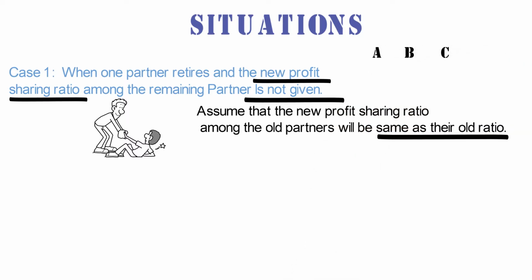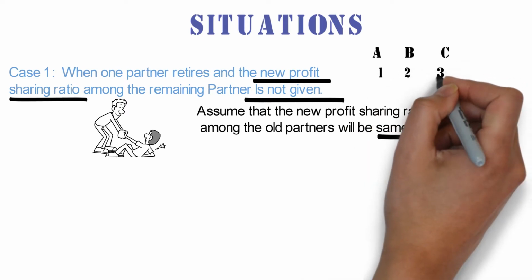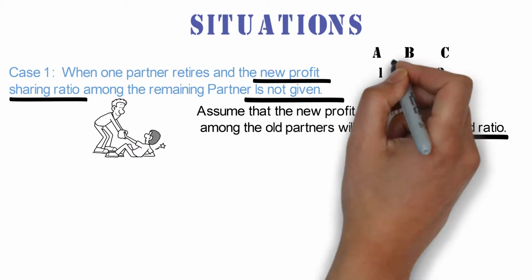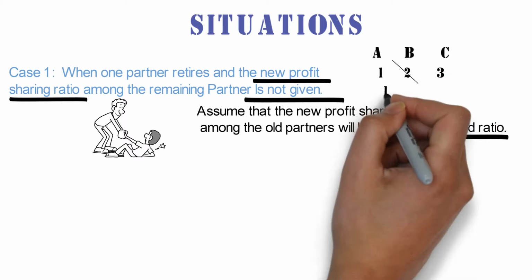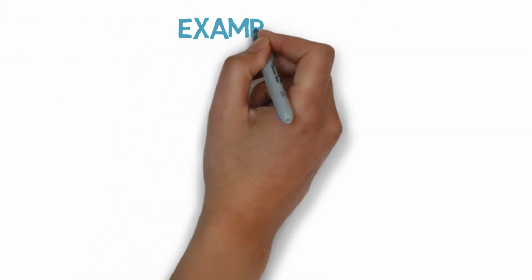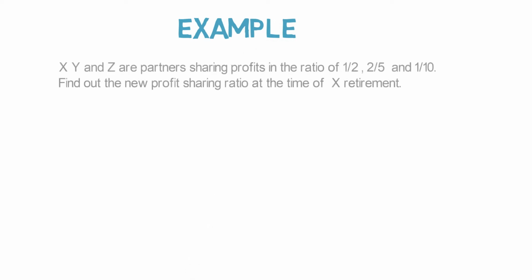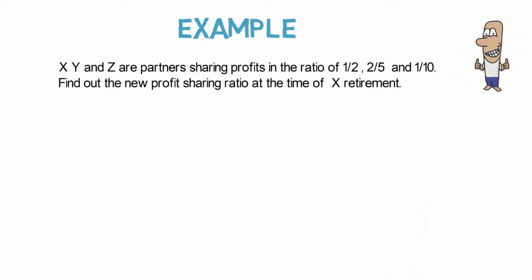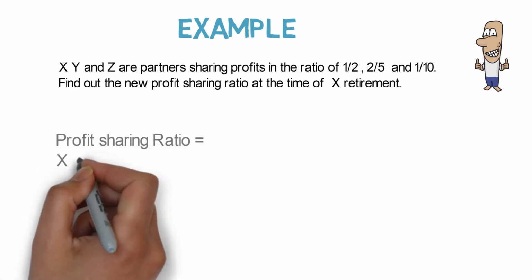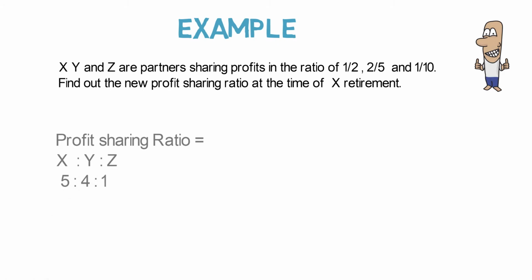So if A, B, C are partners sharing profits and losses in the ratio of 1, 2 and 3 and B retired from the partnership firm, simply strike out the share of the retiring partner and you will get the new profit sharing ratio. Let's understand this with the help of another simple example. X, Y, Z are partners sharing profits and losses in the ratio of 1 by 2, 2 by 5 and 1 by 10. Find out the new profit sharing ratio at the time of X's retirement. First find out the simple ratio by calculating the LCM. The ratio comes out to 5 by 10, 4 by 10 and 1 by 10.